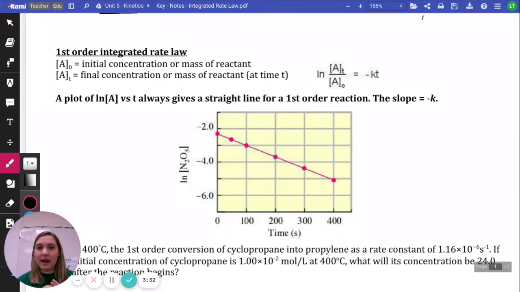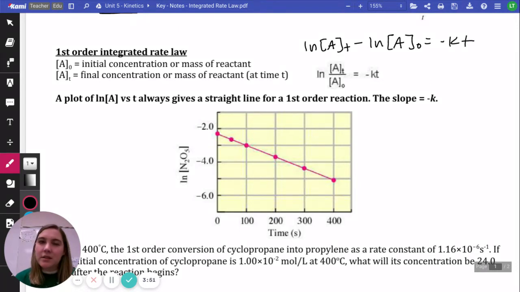Anytime we have things in natural log that are divided by each other, we can also just subtract them. So right here, we would have the natural log of concentration of A final minus the natural log of the concentration of A initial. That would be equal to negative KT. I just said temperature, but I meant initial concentration, because I wrote T, I said temperature. So ignore that, guys. So the natural log of our final concentration minus the natural log of our initial concentration is equal to negative KT. That's what's on the sheet for AP.